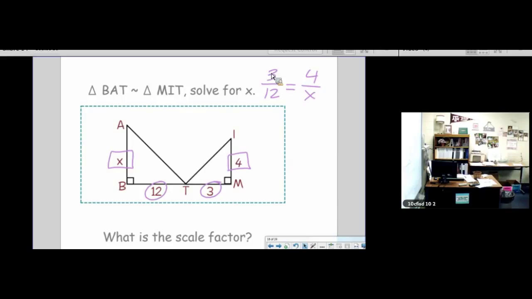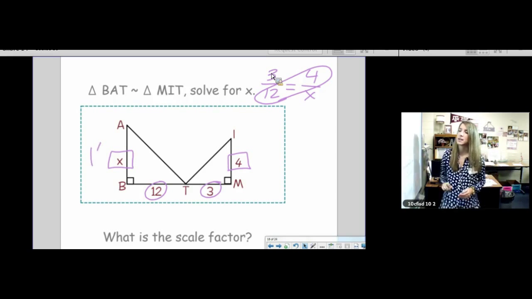So in your calculator, I want you to press 4 times 12 divided by 3. Cross multiply, go across, multiply. 4 times 12. Got it. Divided by 3. What did you get, Chris? 16. Very good. X is 16.